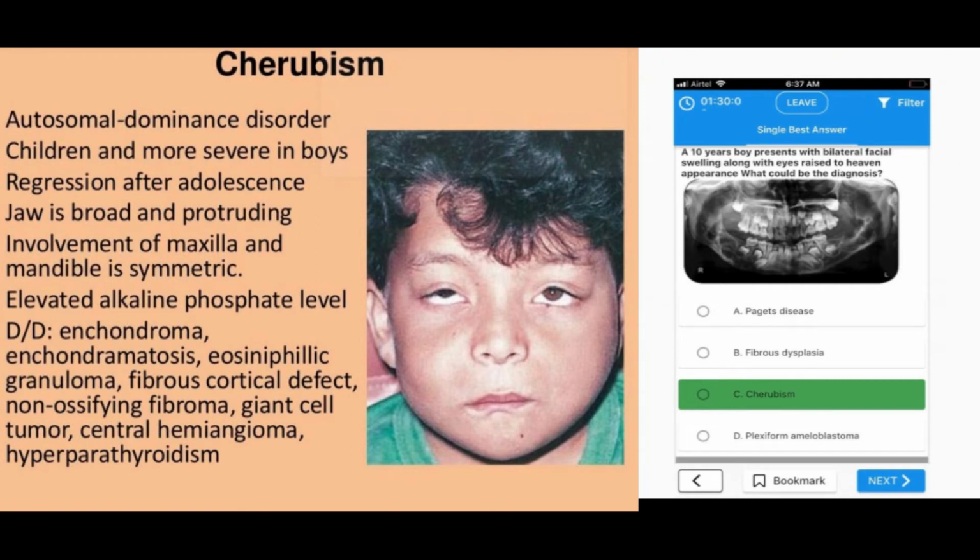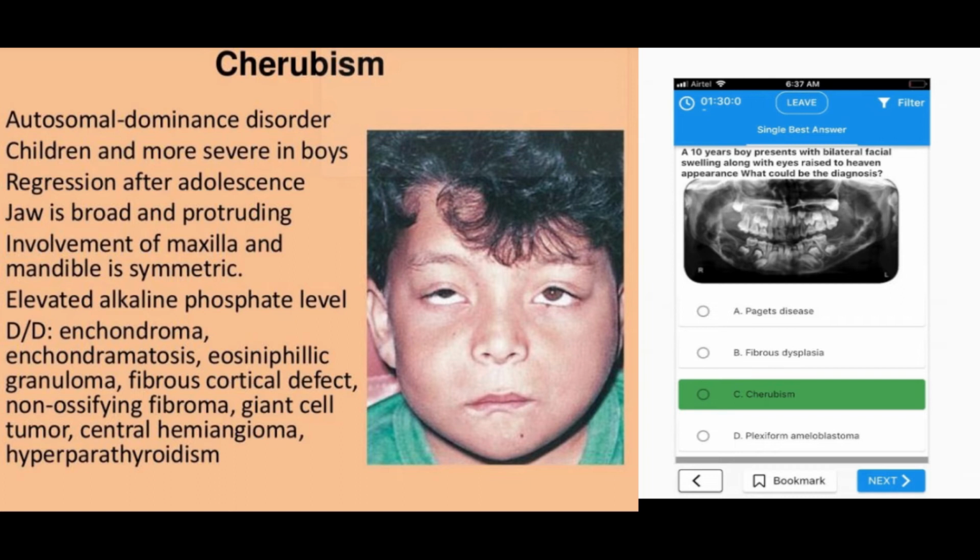A 10-year-old boy presented with bilateral facial swelling along with the eyes raised to heaven appearance. What could be your diagnosis? The answer is cherubism. Cherubism is characterized by eyes upturned to the heaven appearance.